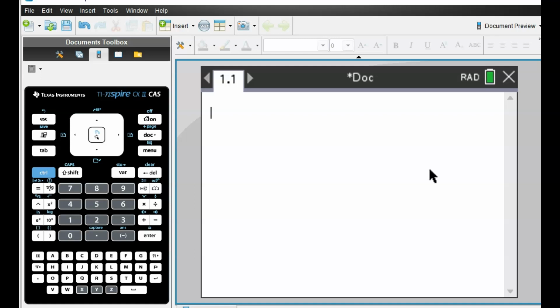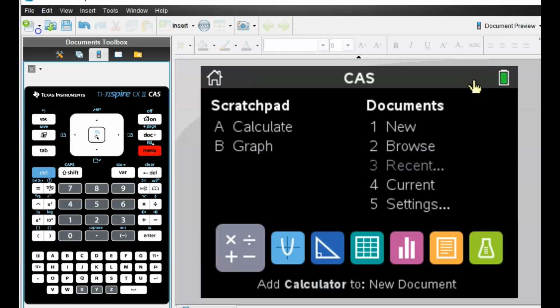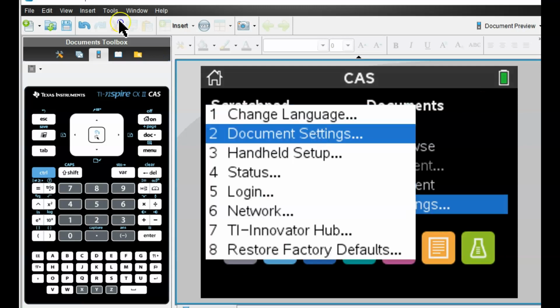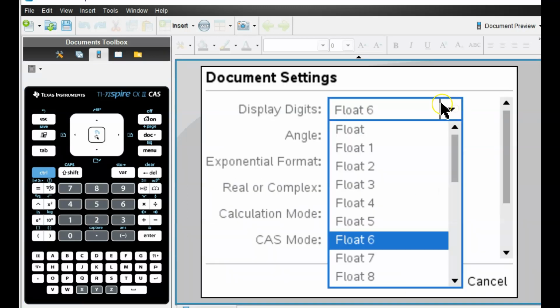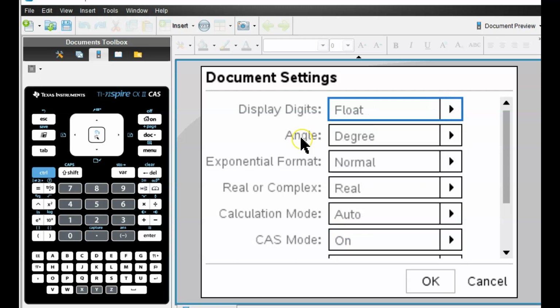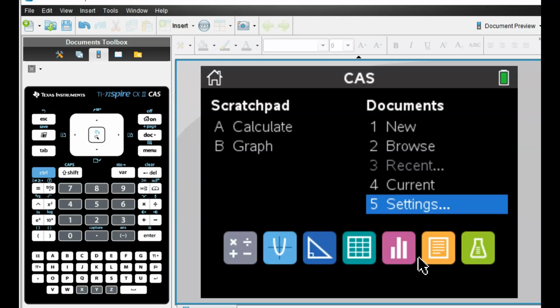So once you download the software, please make sure you're in degree mode. You see right here it says radian. You want to make sure that that's in degree mode. So you go home, you go to menu, you go to settings, document settings, change float 6 to just say float, and then change angle to say degree. Extremely important. All right, we're going to go to OK.